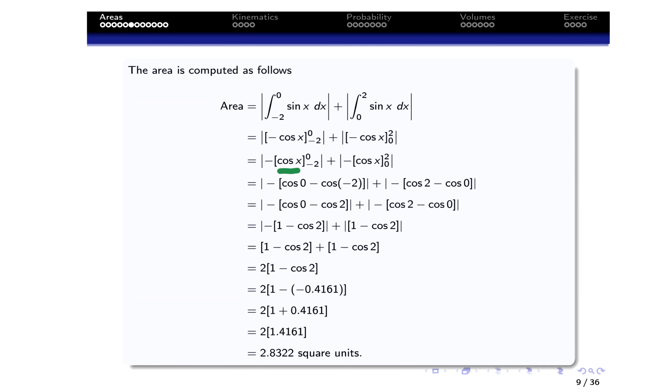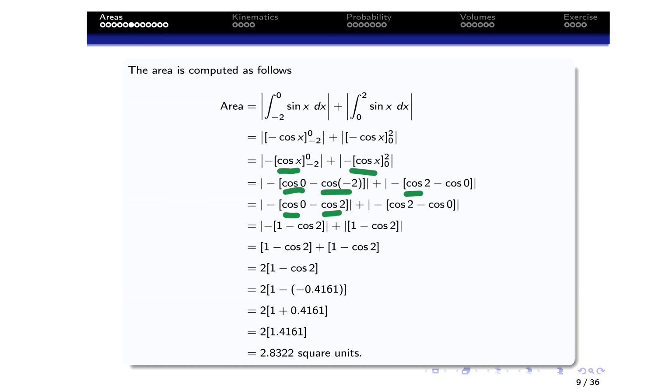So now that the minus is out, you can say cos 0 minus cos minus 2. And of course, you already know that cos is an even function. So cos minus 2 is the same thing as cos 2. And that's why you have cos 2 here. This still remains cos 0. And of course, the same here, so you have cos 2 minus cos 0, like that.